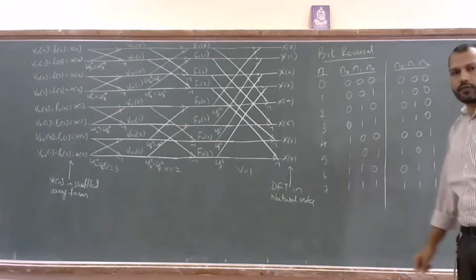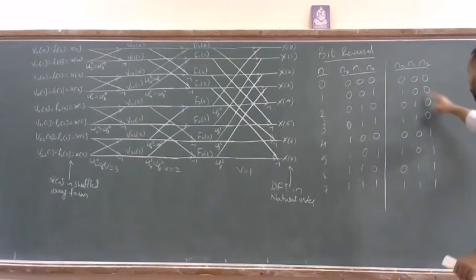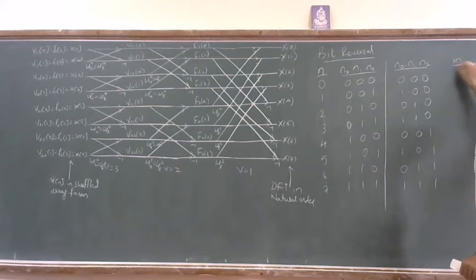Now for this bit reversed binary representation, we'll convert it into its equivalent integer form. So 0, 0, 0 will be 0. 1, 0, 0 in decimal form will be 4. 0, 1, 0 in decimal form is 2. 1, 1, 0 is 6. And likewise, this is 1, this is 5, 3 and 7.